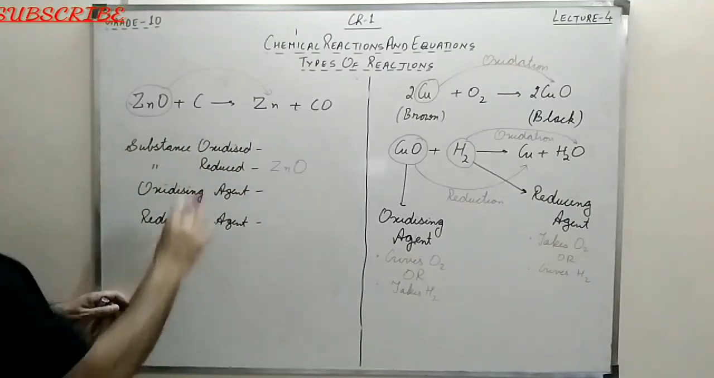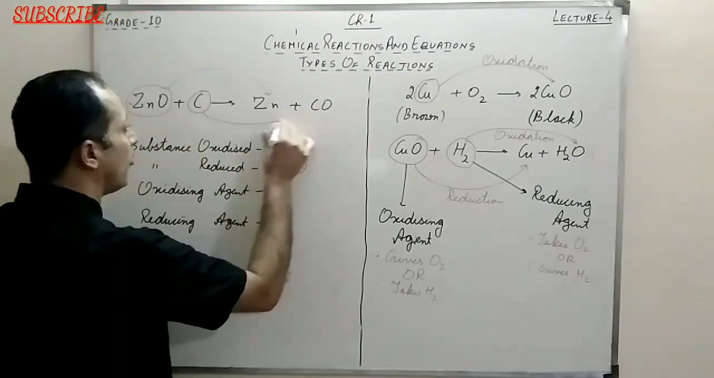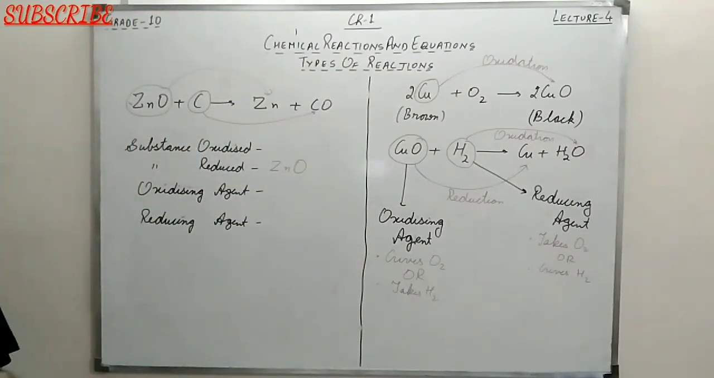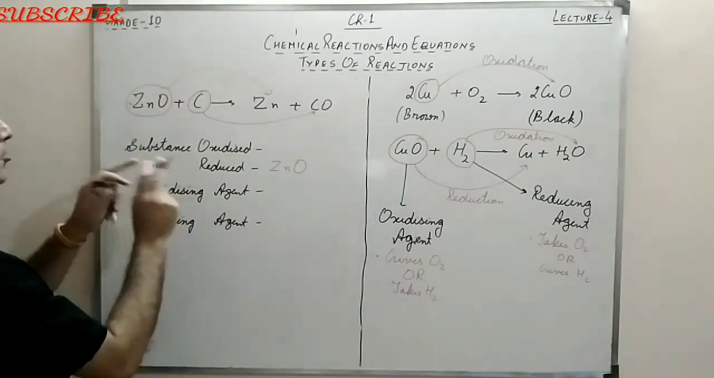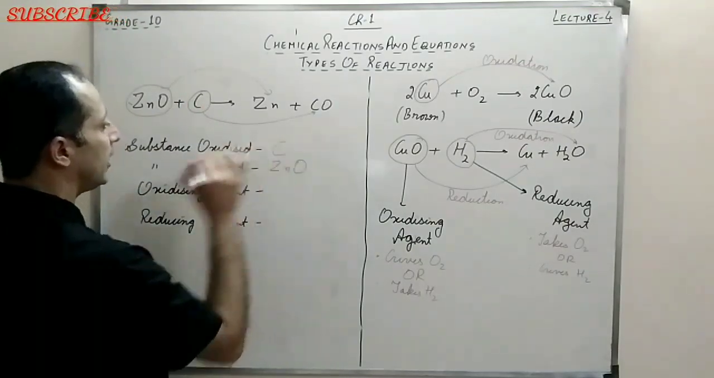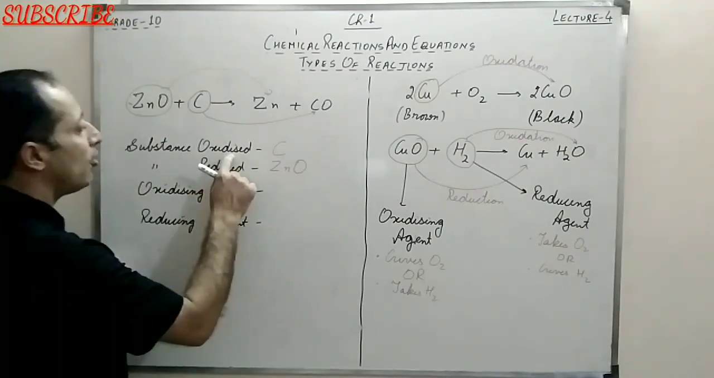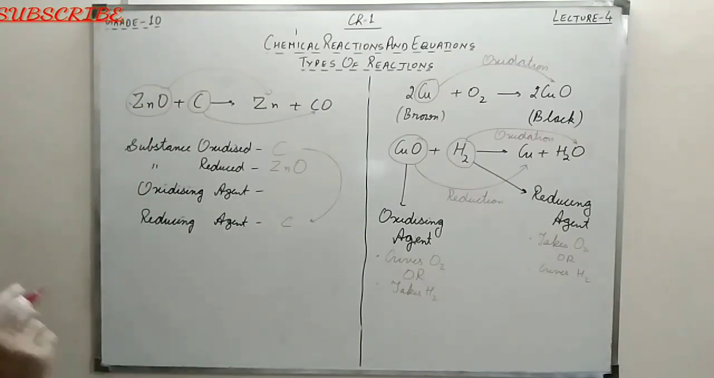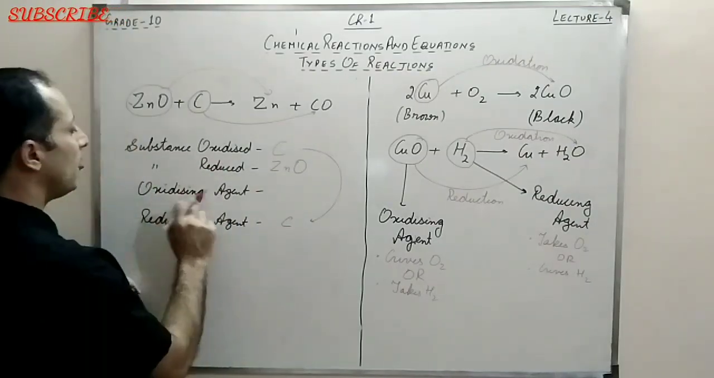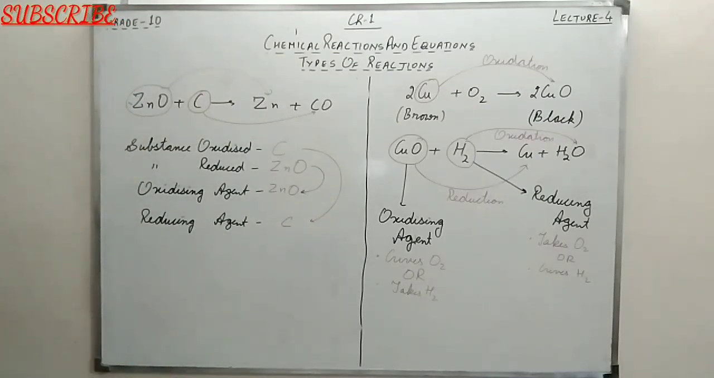Now substance oxidized. Initially you see this carbon was alone. Now after the reaction, oxygen got added to the carbon and formed carbon monoxide. Initially there was no oxygen. Now it has oxygen. It means the substance oxidized is carbon. So I write C here. Now very easy to write these two things. The substance which is oxidized is always a reducing agent, so I write carbon here. And the substance which is reduced is always an oxidizing agent, so I write zinc oxide here. So it's very simple. If you can find the first two things, then writing the other two becomes very easy.